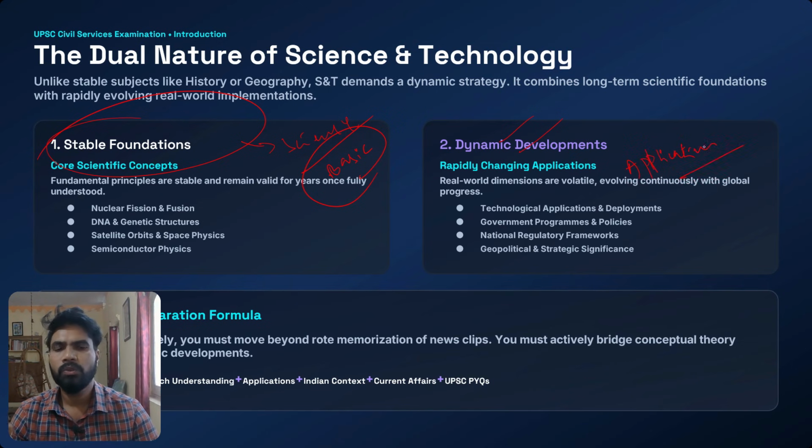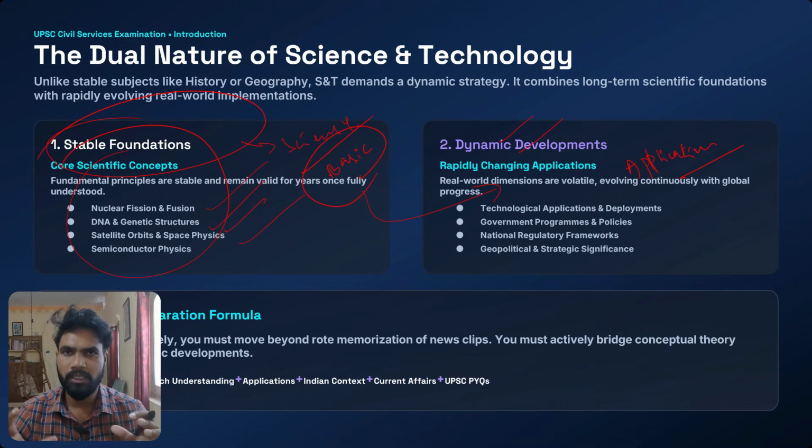Okay, so when you apply some science, you can call that a scientific application or a technological application. Okay, so there is basic science. Some examples if I have to take, like nuclear fission and fusion, DNA and the genetic structures, satellite orbits and the space physics, this is basic science.